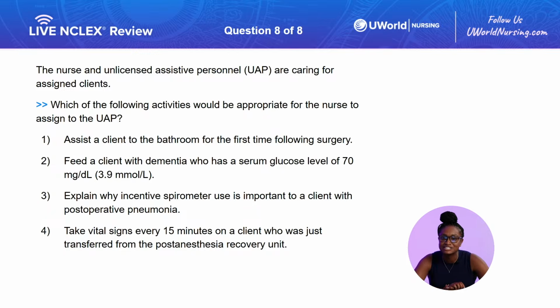The nurse and the unlicensed assistive personnel, UAP, are caring for assigned clients. Which of the following activities would be appropriate for the nurse to assign to the UAP? Option 1, assist a client to the bathroom for the first time following surgery. Option 2, feed a client with dementia who has a serum glucose level of 70. Option 3, explain why incentive spirometer use is important to a client with postoperative pneumonia. Or option 4, take vital signs every 15 minutes on a client who was just transferred from the post-anesthesia recovery unit.